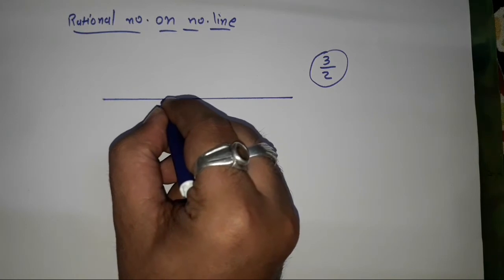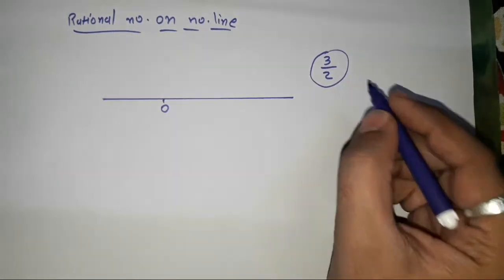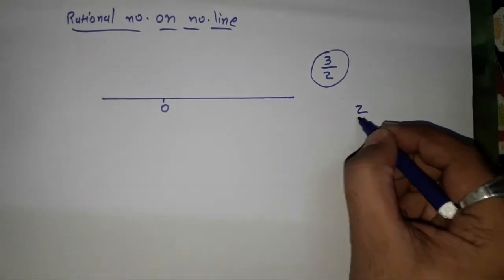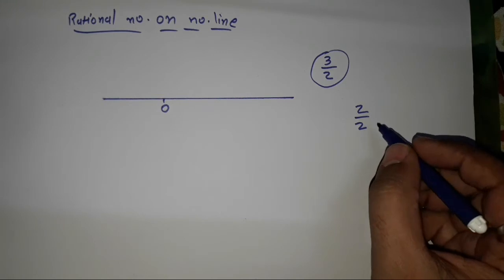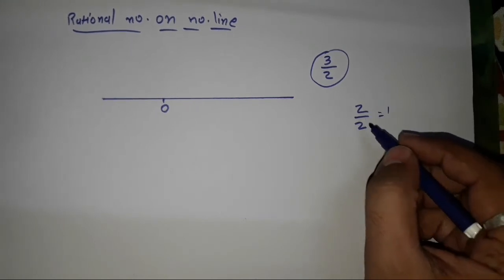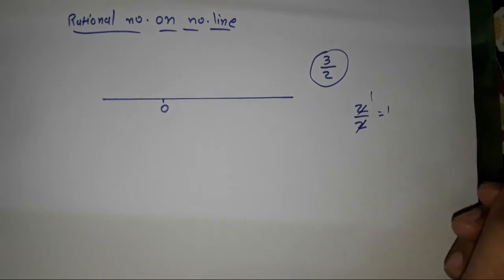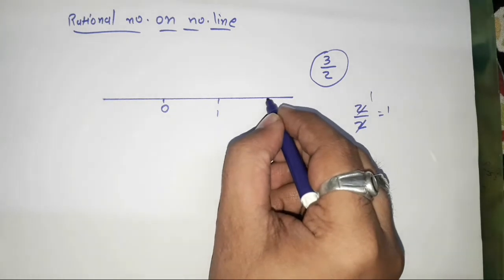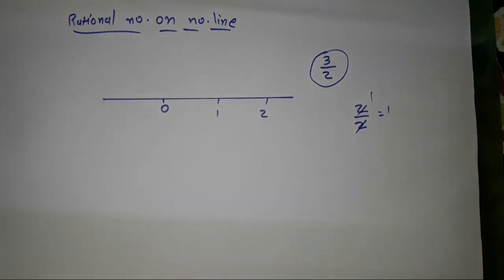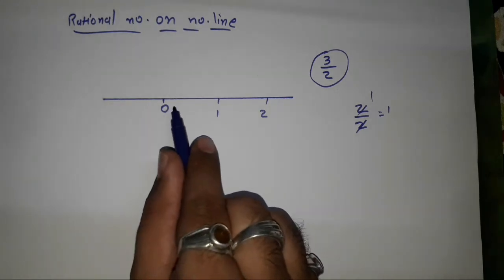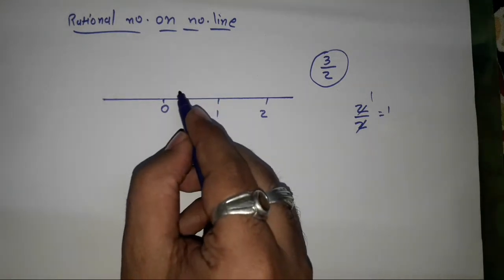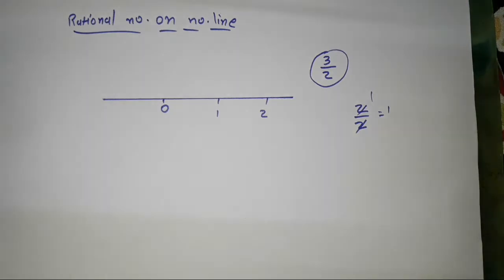So somewhere here I will take 0. Now for 3 upon 2, first we have to check between which numbers 3 upon 2 lies. So for that, this 2 by 2, I can write as 1 because 2 ones are 2. So similarly, after 0 we all know 1 will be there, then 2 will be there. So how can we represent any rational number on a number line? First we have to take an equal scale for all the rational numbers. So for example, here your scale is 1 centimeter. After 1, again you have to take 1 centimeter.